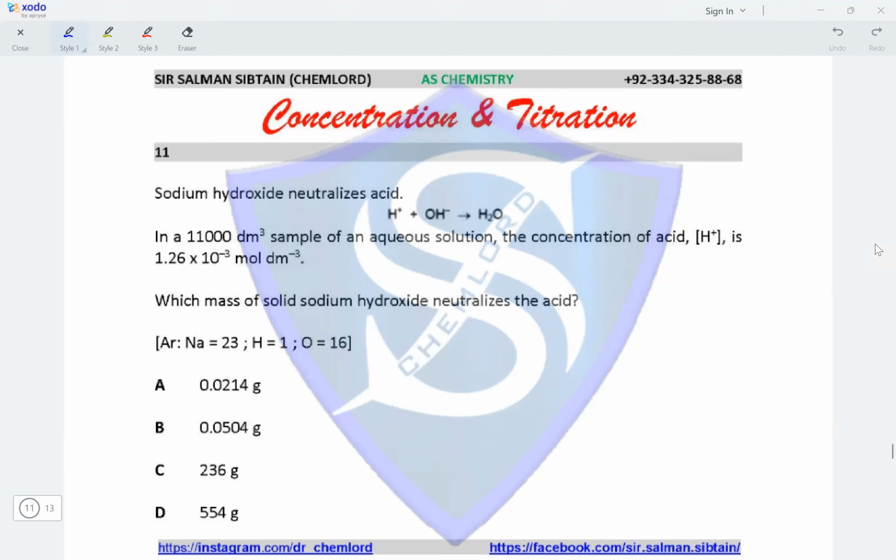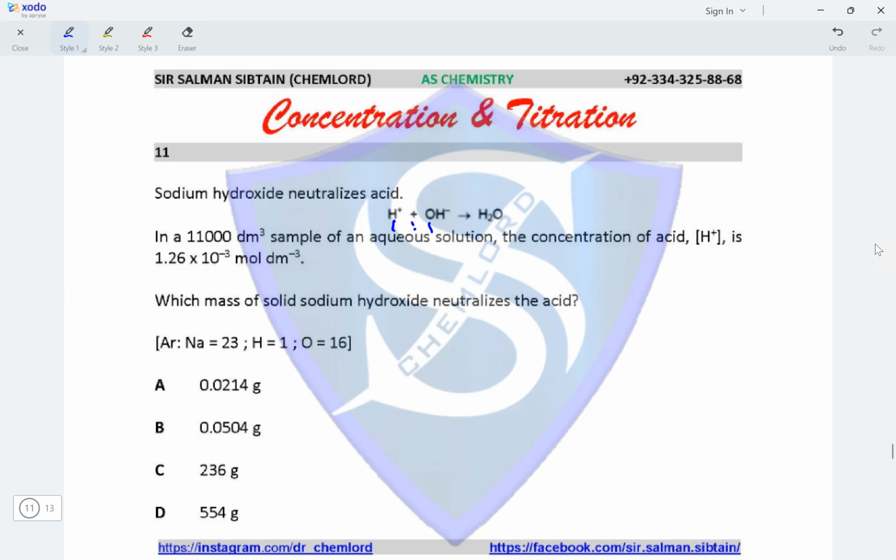Question 11. Sodium hydroxide neutralizes acid and the molar ratio of this reaction is 1 is to 1. In a 11,000 dm³ sample of an aqueous solution, the concentration of acid is 1.26 × 10⁻³ mol per dm³. Which mass of solid sodium hydroxide neutralizes the acid? So first we need to find out the moles of acid.